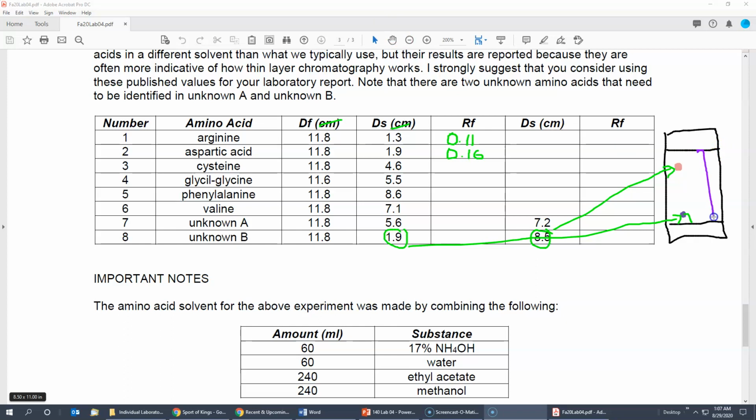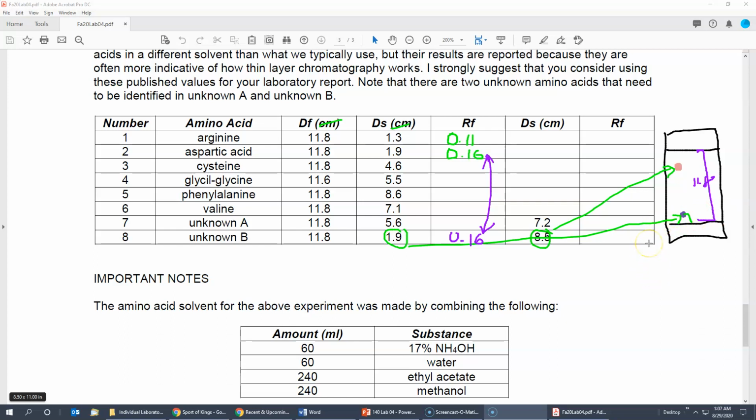So from here to here, that's 11.8. That's the DF. And then the DS would be 1.9, and this DS would be 8.5. So when we went back and did this calculation, this RF would be 0.16. And what we notice is, hey, look, that matches this. And so it's likely that since the RF of this one matched perfectly the RF of that one, this unknown is aspartic acid.